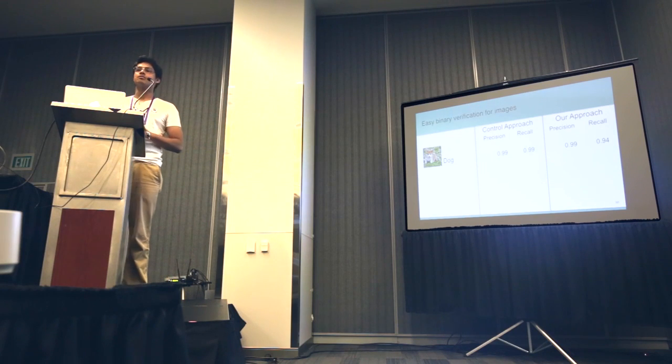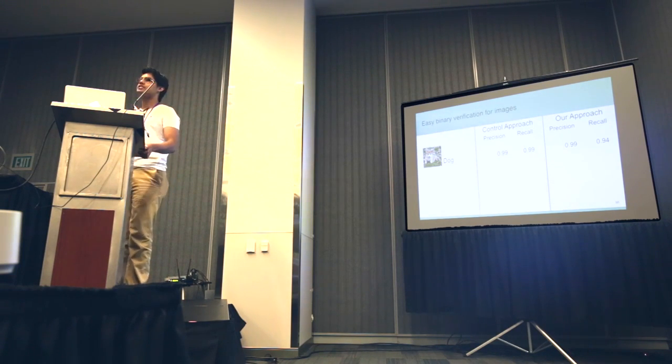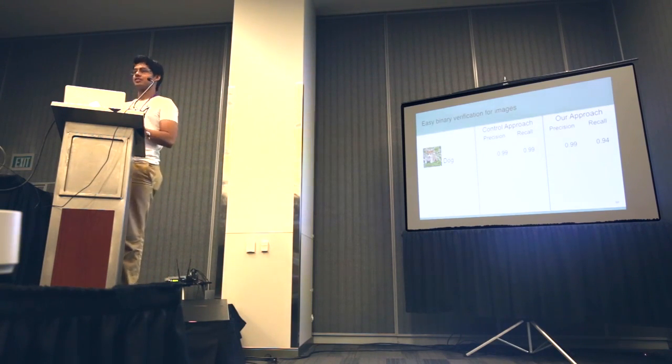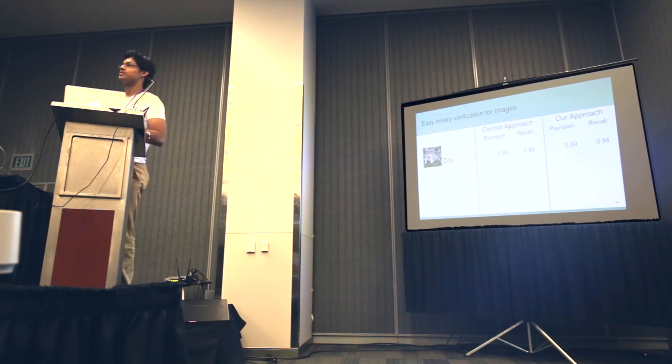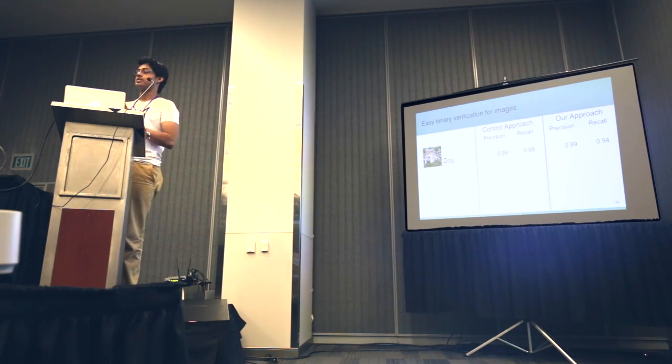The first thing we looked at was seeing if we can detect very simple concepts like dog, or cats, or horses, things that only needed us to perceive a particular object category. And we found that our approach achieved the same precision as well as recall.